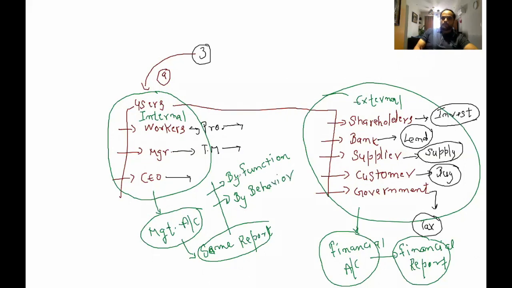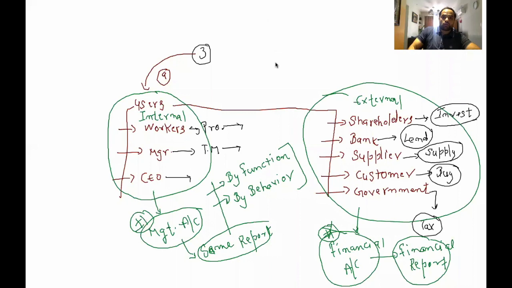All right, by function and by behavior. So they may need these two types of financial report to make decisions. But in financial accounting, we just need one report. Of course, in this report, you have 5 elements, but this semester, you are not studying financial accounting, right? It's for next semester. This semester, we focus more on management accounting, all right?